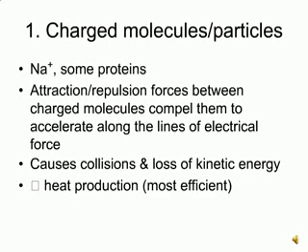Charged molecules and particles include sodium ions and some proteins. The rapidly alternating current attracts and repels charged particles depending on the direction of electrical force. This causes collisions between particles, and there is a loss of kinetic energy, thereby producing heat. This is the most effective method of heat production using shortwave diathermy.